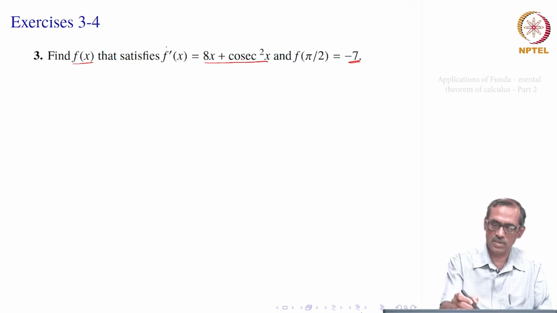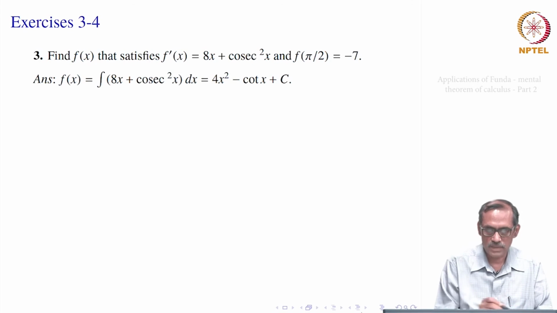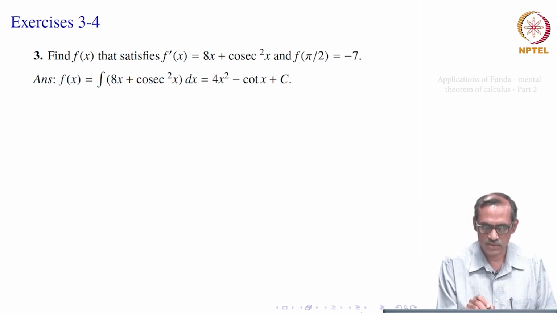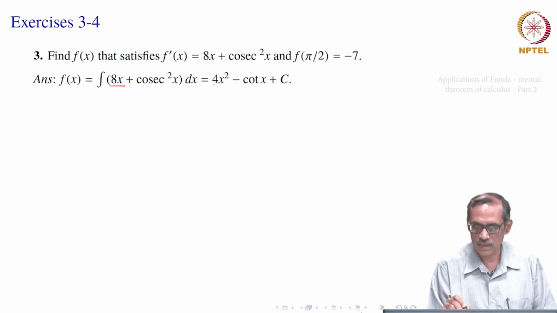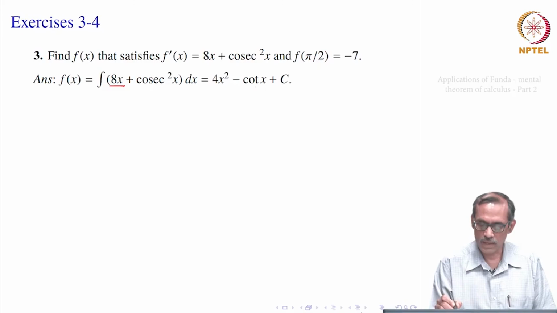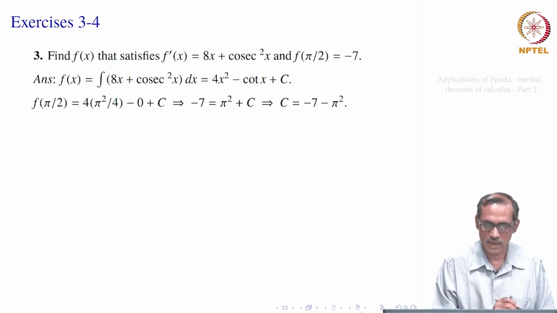Okay. So, f(x) will be the antiderivative of f'(x). You first compute the antiderivative of 8x plus cosec square x, and that is easy. The integral of 8x gives 4x square, because if you differentiate 4x square you get back 8x, and if you differentiate cot x you get minus cosec square x. So it is 4x square minus cot x plus c, that is the indefinite integral.